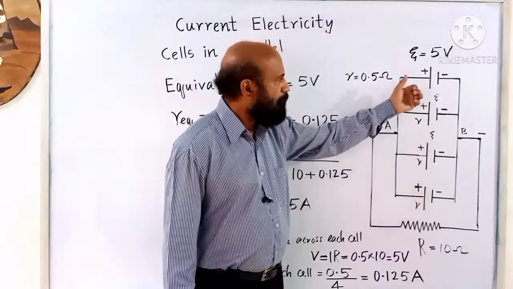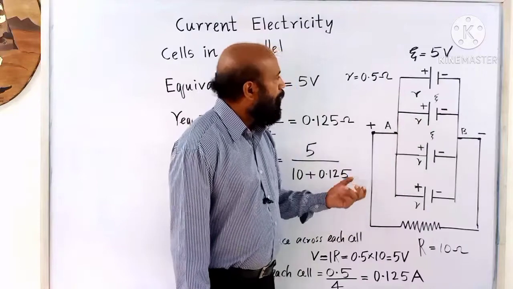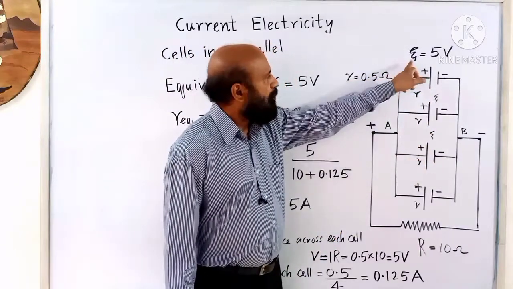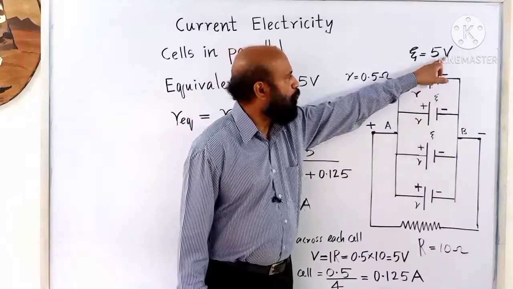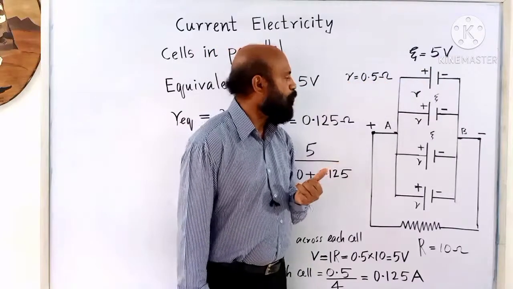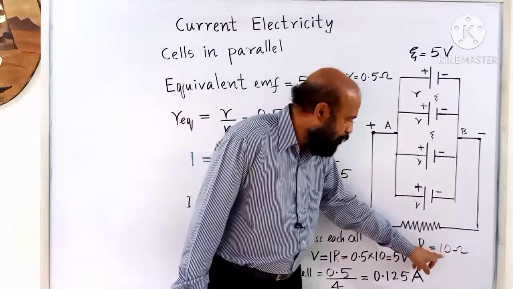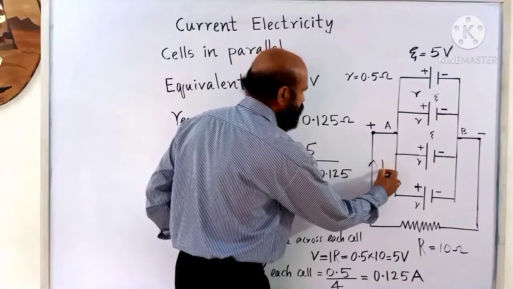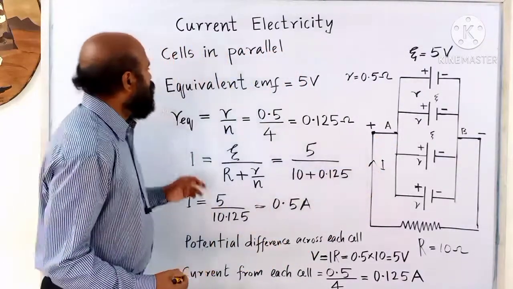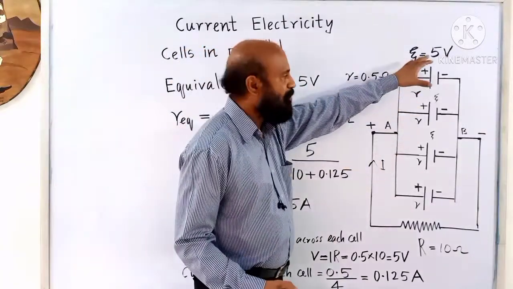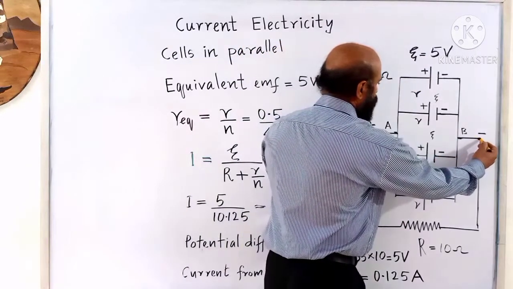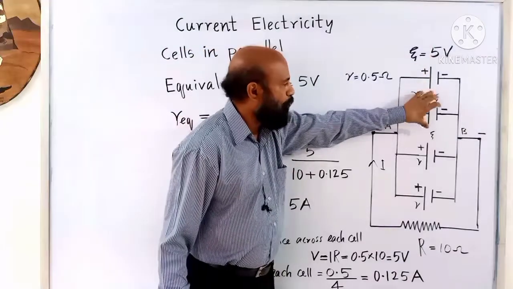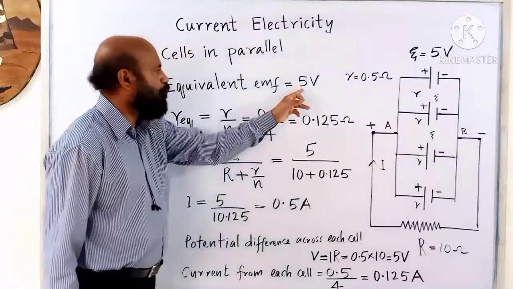In this circuit, 4 cells are connected in parallel. So N is 4, number of cells, 1, 2, 3, 4 cells are there, and EMF of each cell is 5 volt and internal resistance is 0.5 ohm. Here an external resistance of 10 ohm is connected. Let us find the main current I. So equivalent EMF is 5 volt. When we are connecting the cells in parallel, potential difference between the points A and B is the equivalent EMF, that is 5 volt. Each cell 5 volt, but equivalent EMF is also 5 volt.